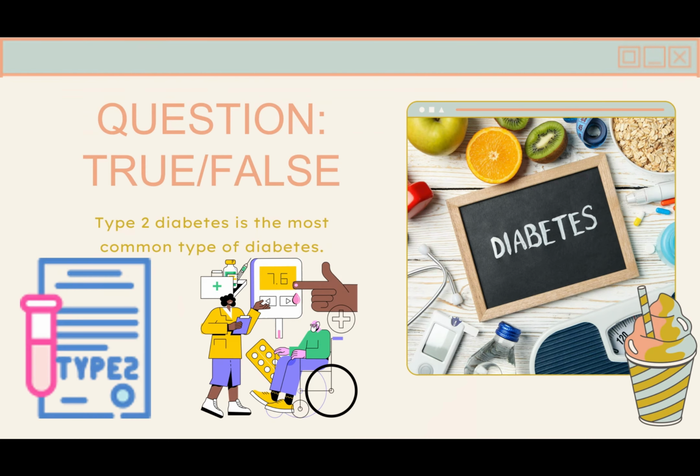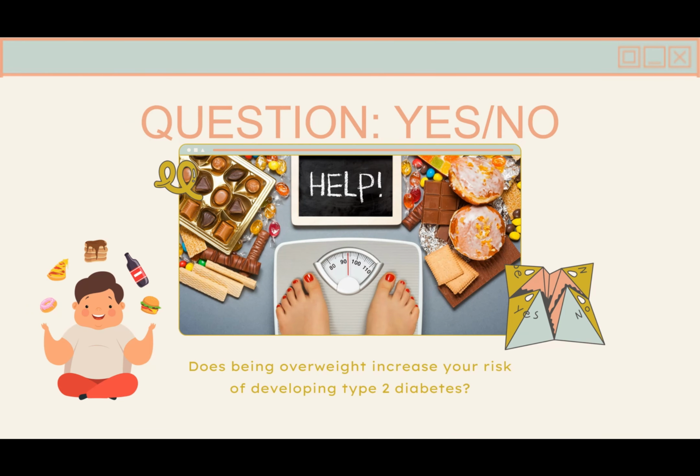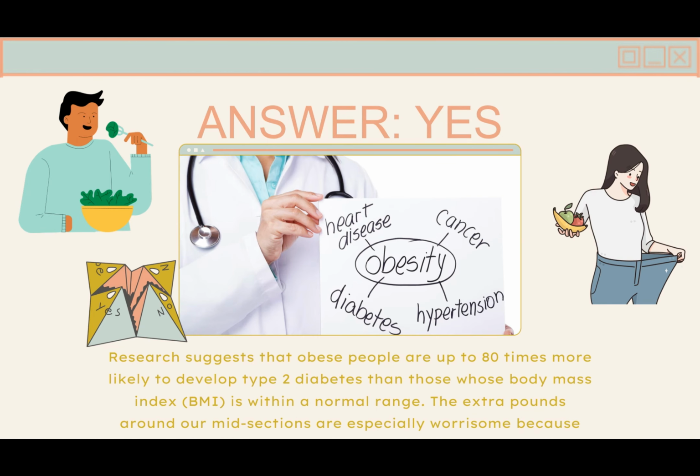Get ready. True or false? Type 2 diabetes is the most common type of diabetes. True. 90 to 95% of all diabetes cases are type 2. Yes or no? Does being overweight increase your risk of developing type 2 diabetes? We told you these ones would be easy. Yes, of course it does. Research suggests that people who are overweight are 80 times more likely to develop type 2 diabetes than those with normal body weight.